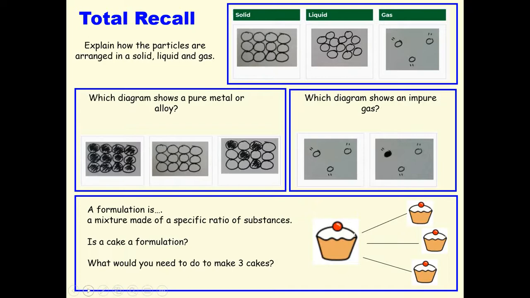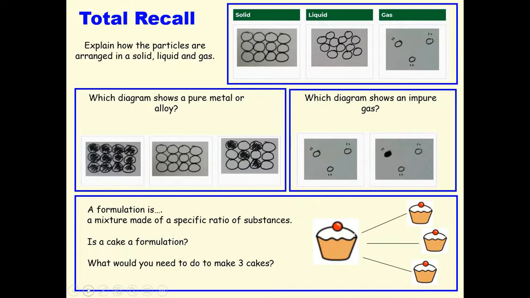Is a cake a formulation? Yes, a cake is a formulation. A cake would taste horrible if you had 10 eggs in it and 1 gram of flour, or 1 kilogram of flour and 1 egg. It'd taste disgusting, and a teaspoon of butter. It's important that when you make a cake, you follow the specific ratio of substances. You use the specific ingredients to make the cake. So yes, a cake is a formulation.